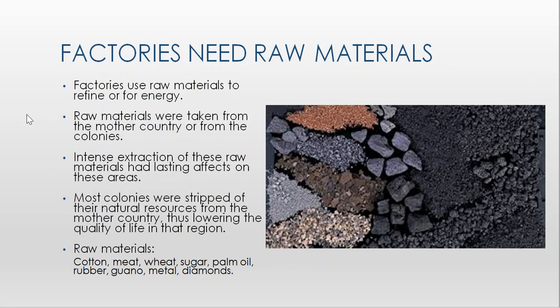Moving on. Factories need raw materials. Factories use raw materials to refine them so they can be sold, or for energy. Raw materials were taken from the mother country or from colonies. So if you're England, you're going to take the raw materials from Great Britain, or if it's not there, you're going to go to India and other places where you have colonies spread out, and you're going to start stripping those colonies of those raw materials. Intense extraction of such raw materials had lasting effects on these areas. Most colonies were stripped of their natural resources by other countries, thus lowering the quality of life in that region. Raw materials could be like cotton, meat, wheat, sugar, palm oil, rubber, guano, which is basically seabird excrement, or poop, and then metal and diamonds.